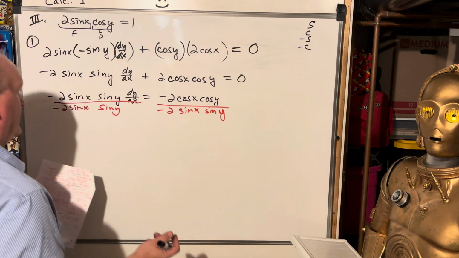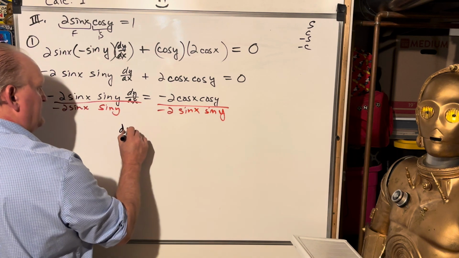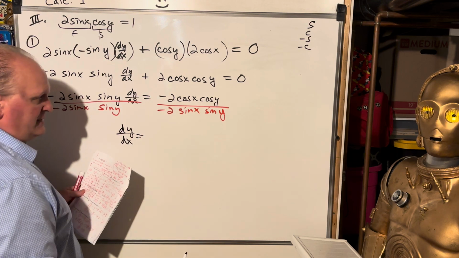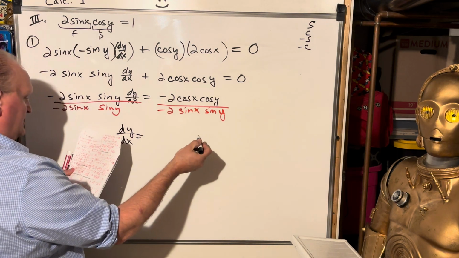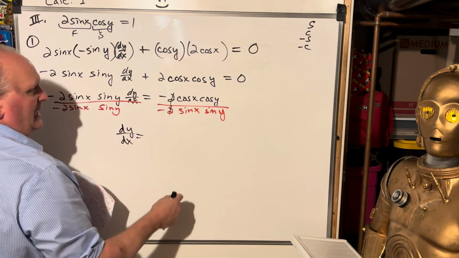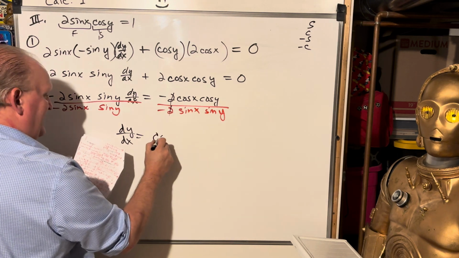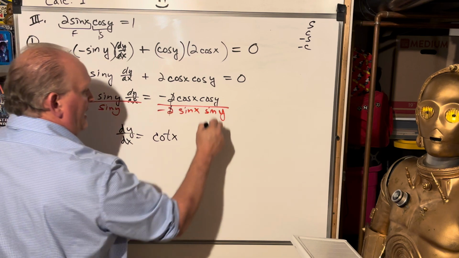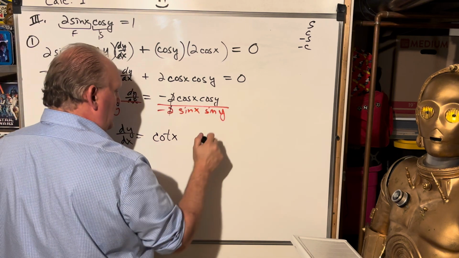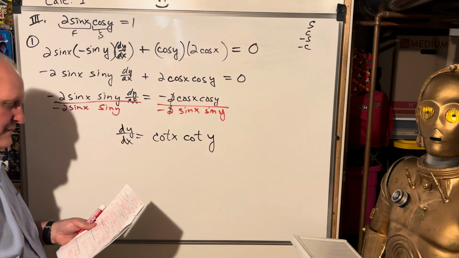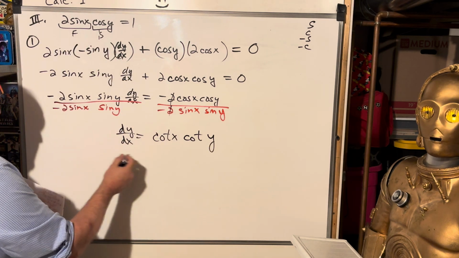And so we can simplify this dy dx. The negatives cancel, right? A negative divided by a negative is a positive. The 2's cancel, so you can get rid of those 2's. And then cosine x over sine x is really cotangent x, and cosine y over sine y is cotangent y. And so there we are, dy dx.